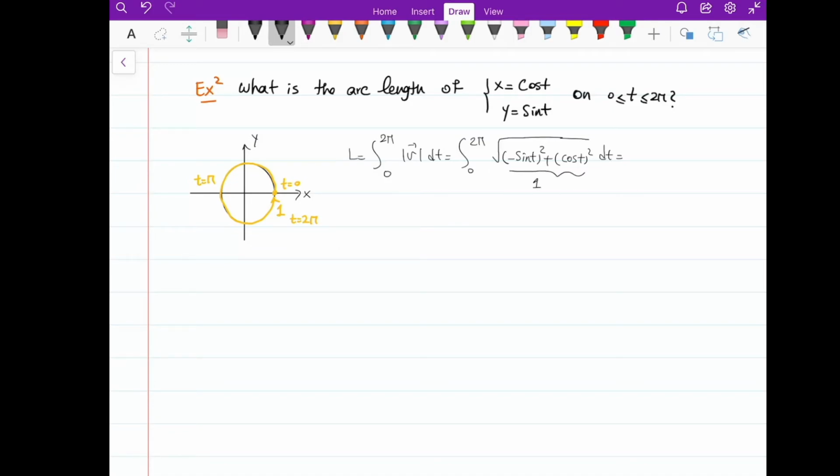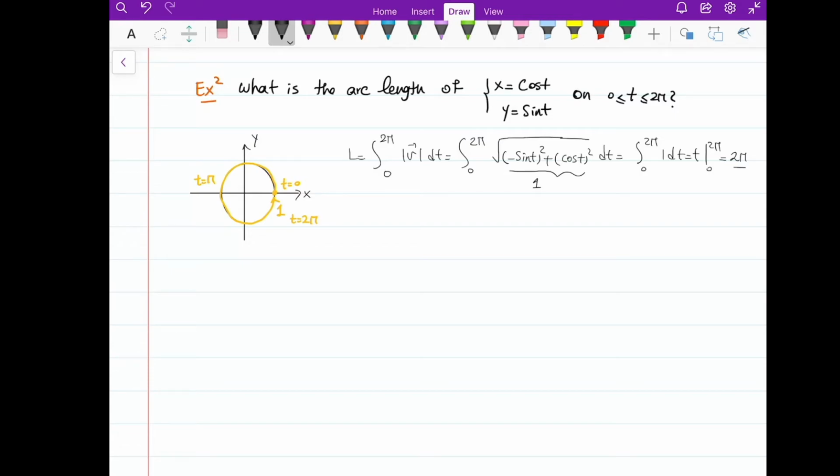What do you think about the arc length? It's the circumference of a circle, right? So I expect to get the integral of 2 pi dt, which would be t from 0 to 2 pi, equal to 2 pi. Perfect.